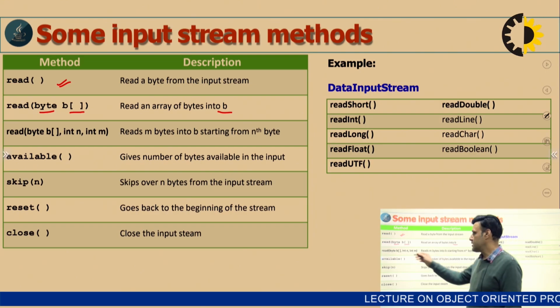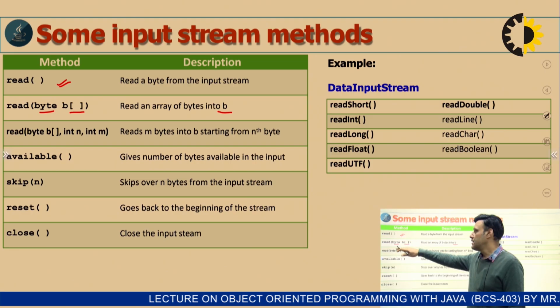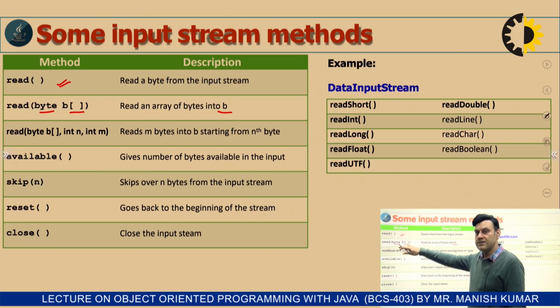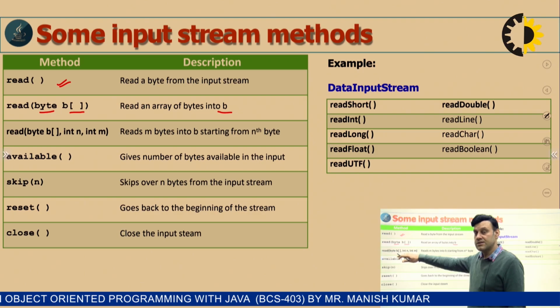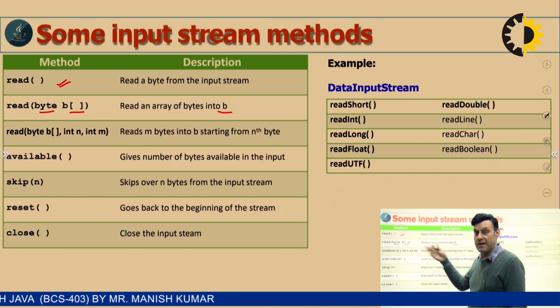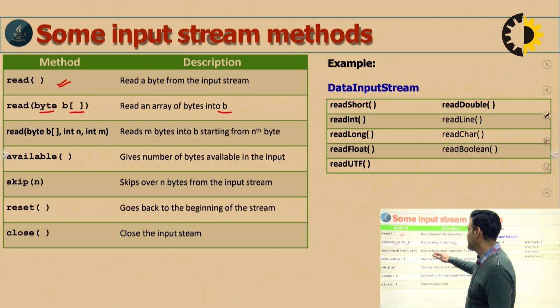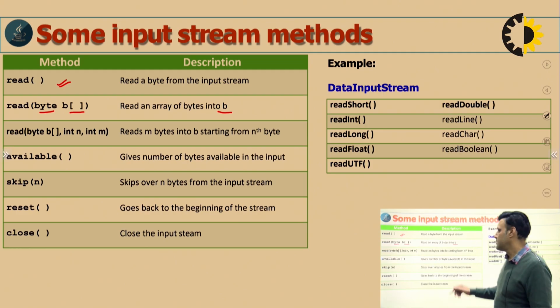There is another; we can say that this read is one constructor. Read having one parameter is one constructor. Another is the read method having these three parameters. This is another, parameterized constructor. So this read method can be used using these three options.